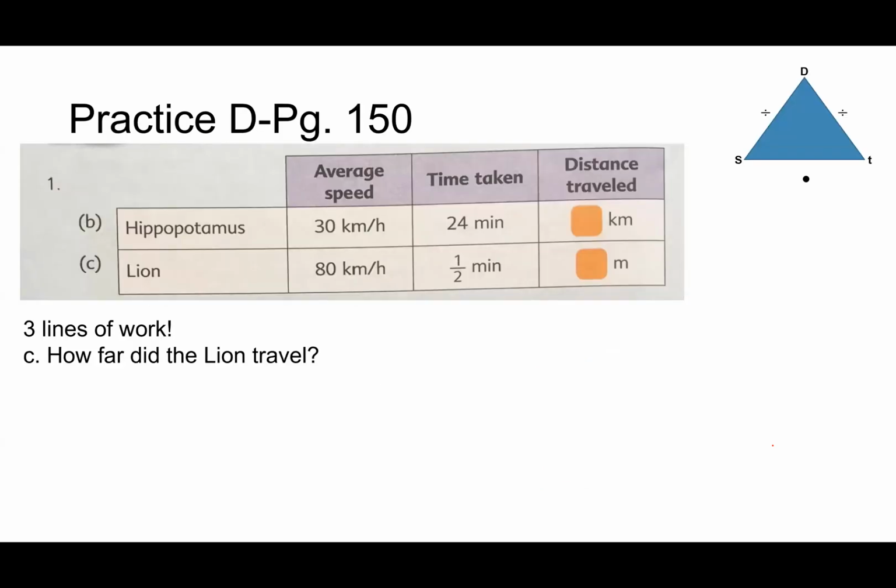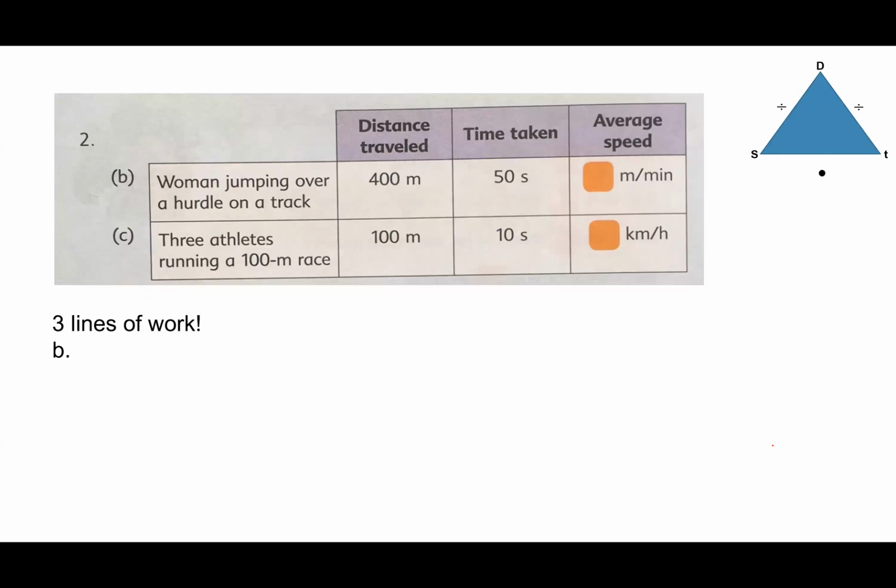All right, let's go over number 2 to start. So you're trying to find the average speed of a woman jumping over a hurdle. It was marked 3 lines of work in there. So let's go ahead and use a formula for letter B. Speed equals, what's the speed formula, guys? Distance over time. That didn't sound very confident. Distance over time.